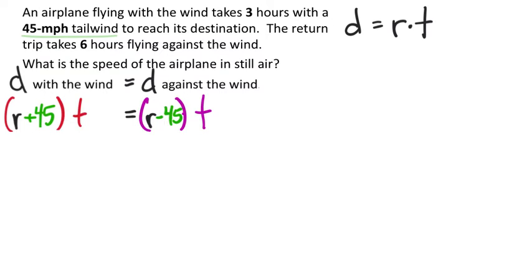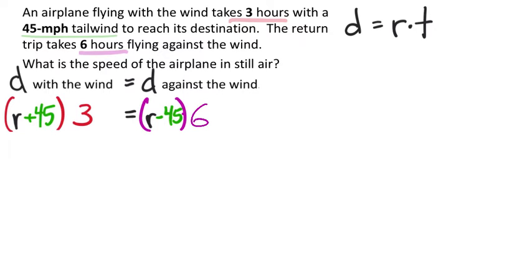And then we have the two times as well. The time with the wind was 3 hours. The time against the wind was 6 hours. So let's get those replaced as well. This is with the wind, and that will be 3 hours. And then against the wind, which is 6 hours.